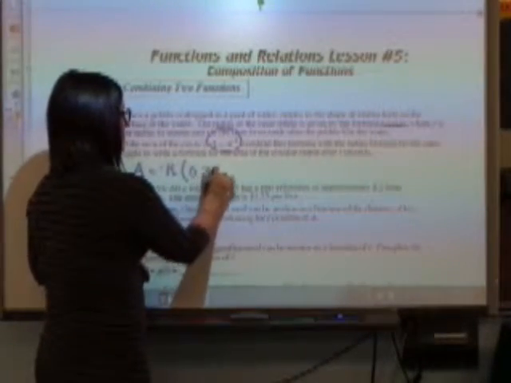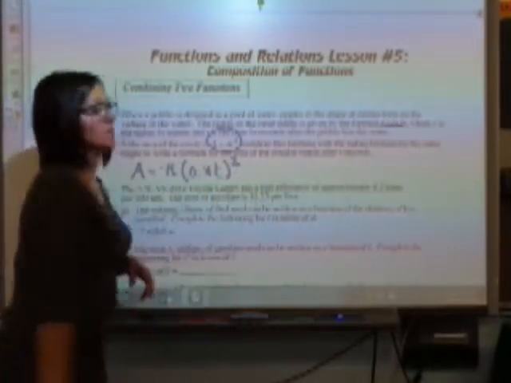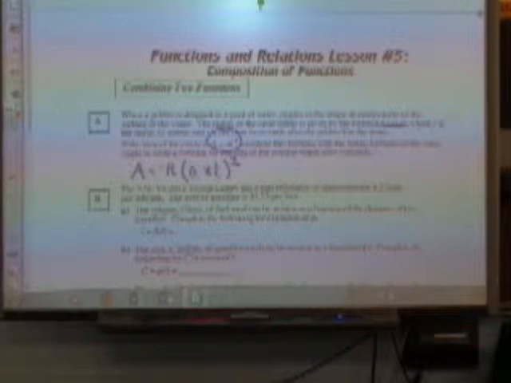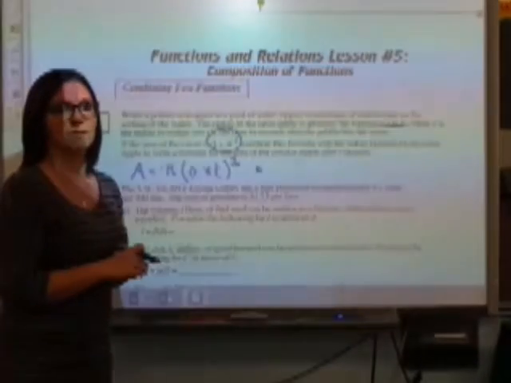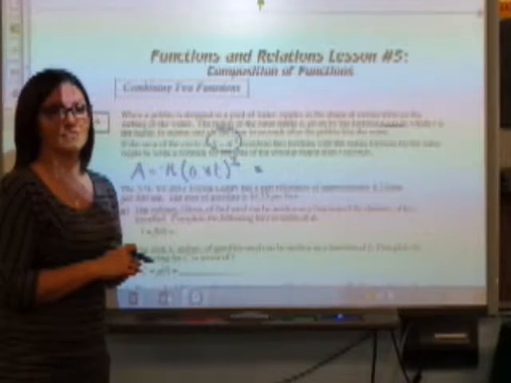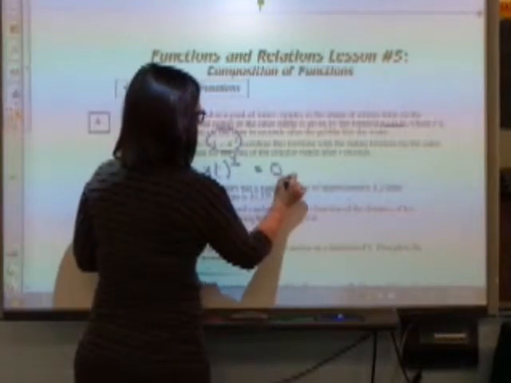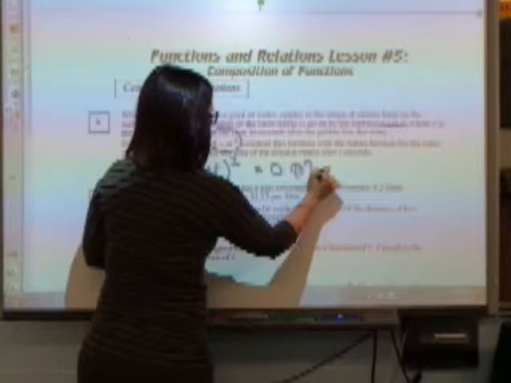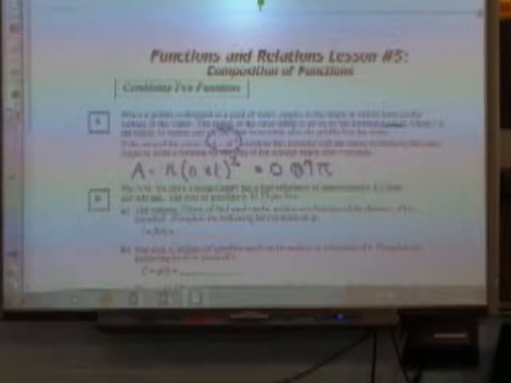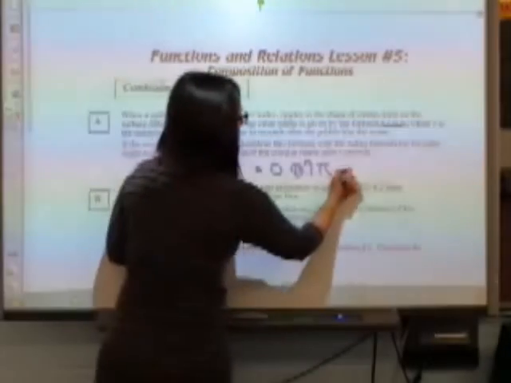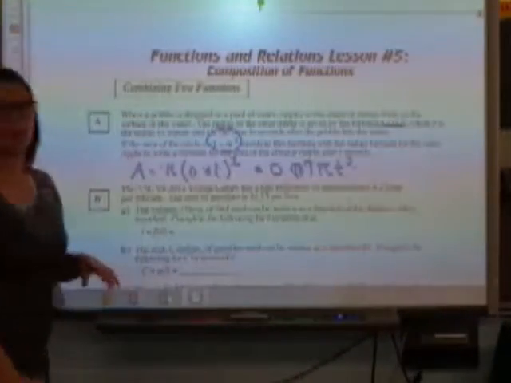0.3t, and then squaring it. So if I square 0.3, what do I get? Not 0.9, 0.09. So that constant 0.09 goes first, times pi t squared.